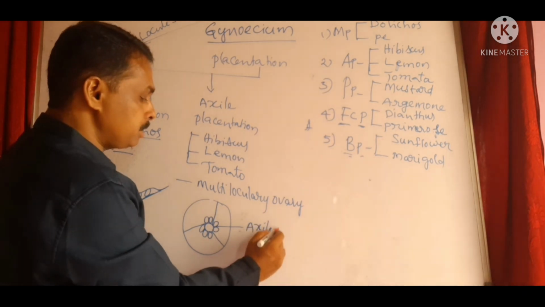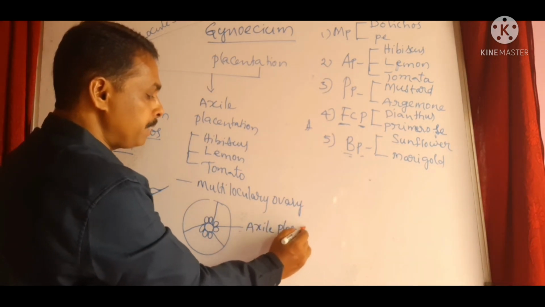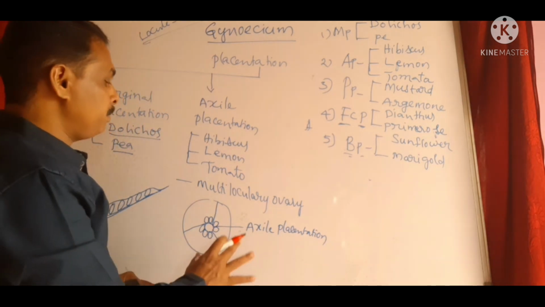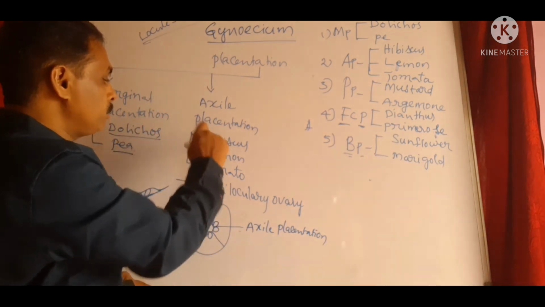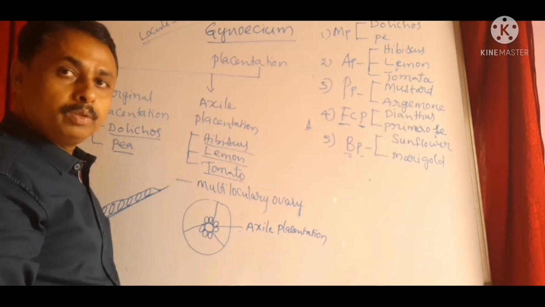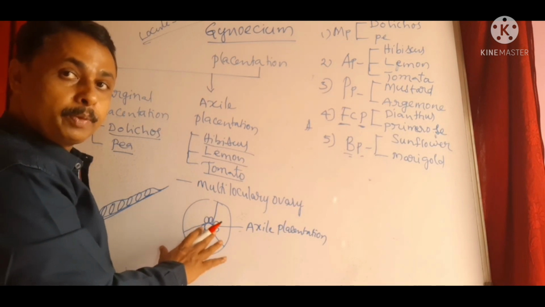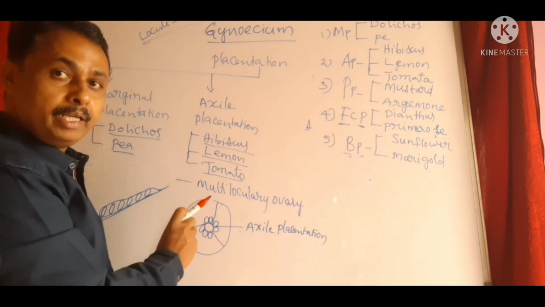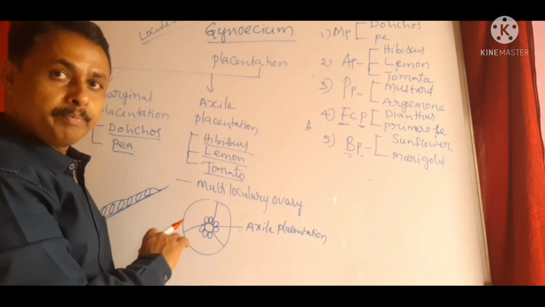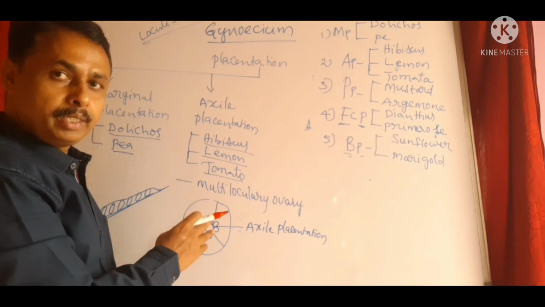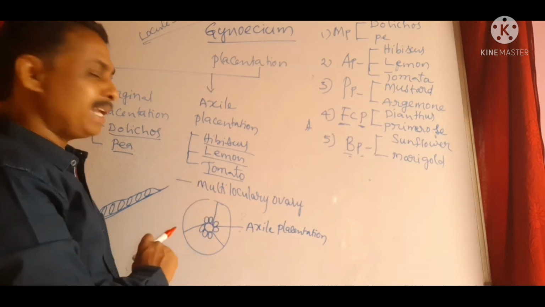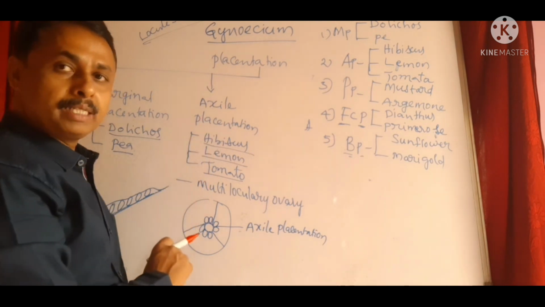This type of placentation is called axial placentation. We have seen this type in hibiscus, lemon and tomato. If you cut the tomato or lemon, you can see the seeds arranged at the center point. Each seed represents an ovule from earlier days, in a primitive condition. After maturity, the ovule transforms into a seed. This type of placentation will be called axial placentation.